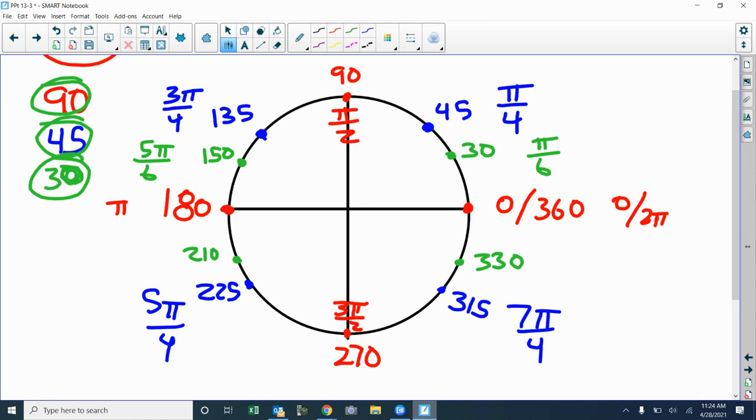210, excuse me, not 710. It'd be 7 pi over 6. 330, anyone? 10 pi? Not quite. 11 pi over 6. Radian measurement is a fractional amount, yeah.